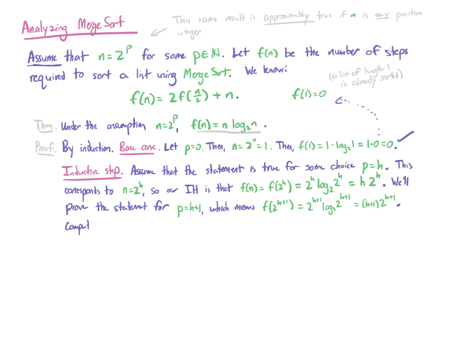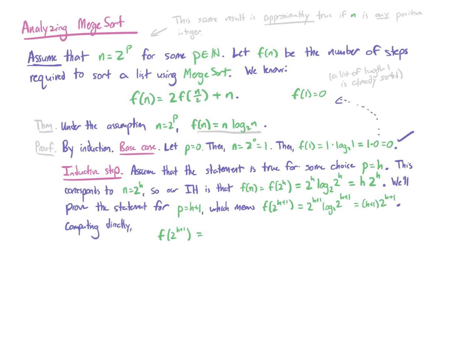Computing directly. Here's what we can do. I'm going to start on the left-hand side here. So I'm going to say, okay, f of 2 to the power h plus 1 is equal to, my first step, I'm going to use this recurrence relation here. This is often a good first step when I'm using inductive proofs of solutions to recurrence relations. I use the recurrence relation to simplify down. So I'm going to apply my recurrence relation.